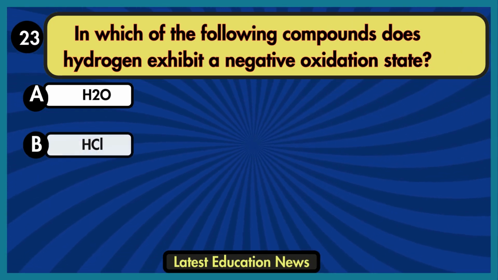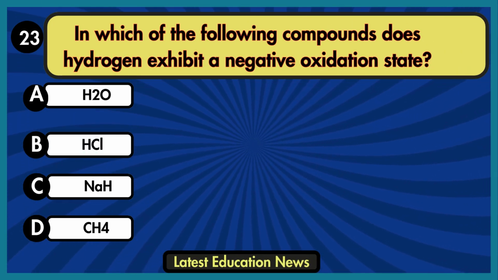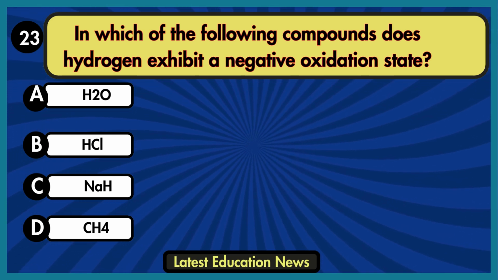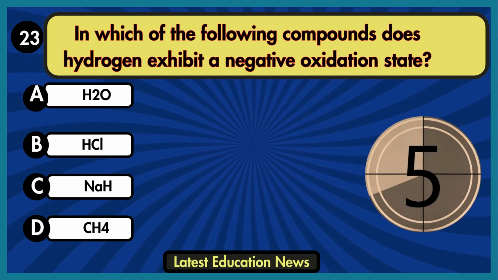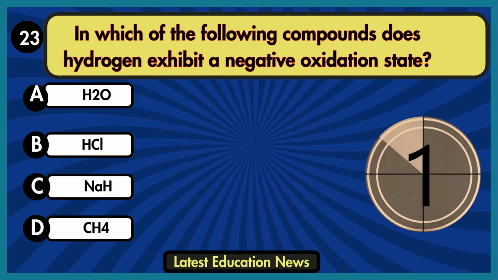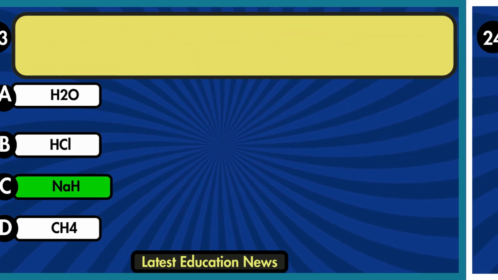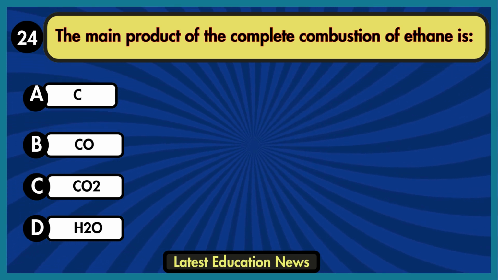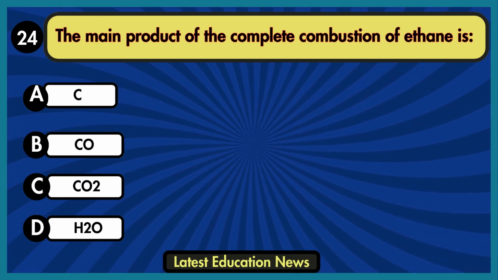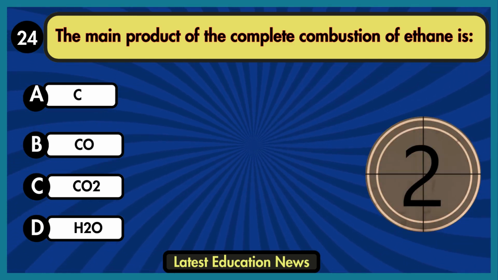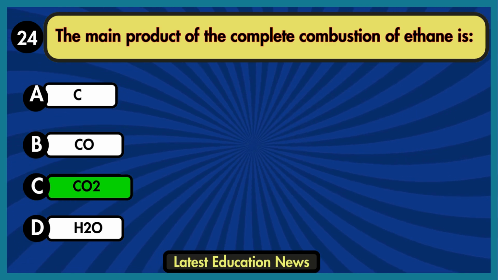In which of the following compounds does hydrogen exhibit a negative oxidation state? A. H2O, B. HCl, C. NaH, D. CH4. The correct answer is option C, NaH. The main product of the complete combustion of ethane is: A. C, B. CO, C. CO2, D. H2O. The correct answer is option C, CO2.